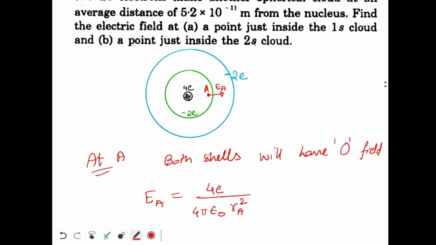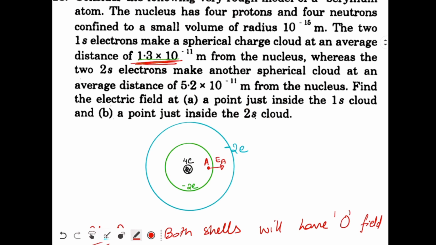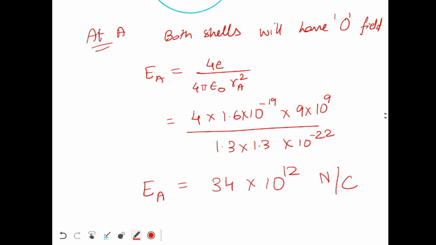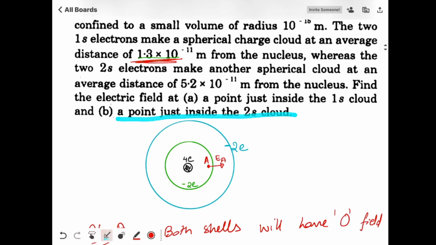So we just put the values. 4 times e will be 1.6 into 10 power minus 19, 1 by 4 pi epsilon naught is 9 into 10 power 9, divided by RA square. So 1.3 into 1.3 into 10 power minus 22. We solve this, so EA will come out to be equal to 34 into 10 to the power 12 Newton per coulomb.